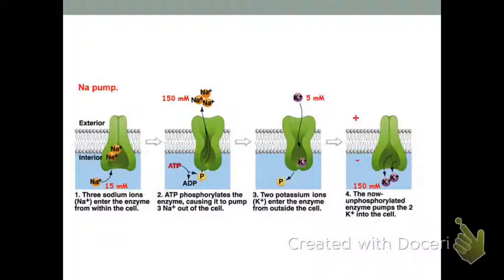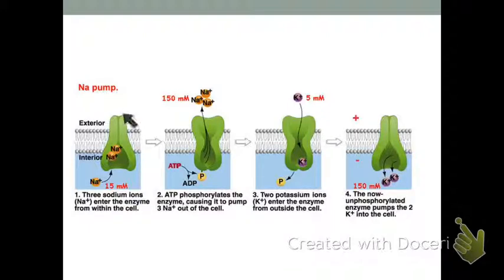Now, what's interesting about the sodium potassium pump is that it has 3 spaces to fit 3 sodium ions. That's what Na plus represents. Energy is added, pumps those ions out, but that gives a change in the protein's shape. That allows 2 potassium to fit. The enzyme goes back to its original shape, and 2 potassium get pumped back in.